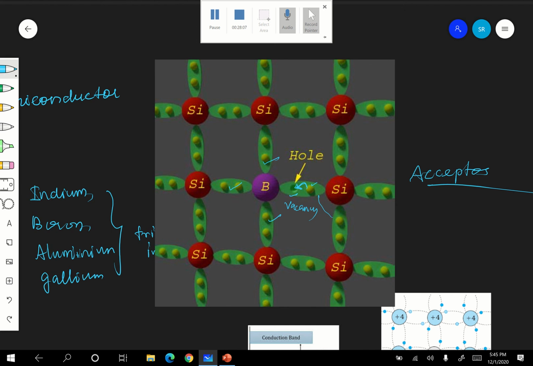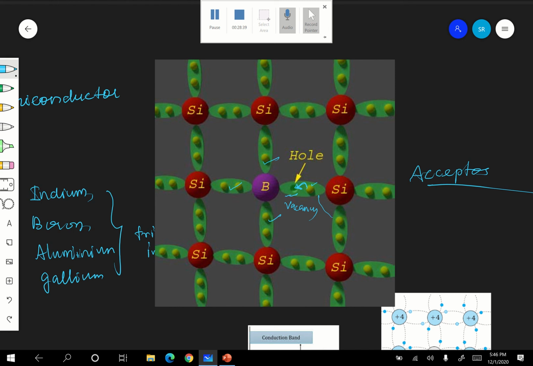In a pure semiconductor, all the 4 electrons are engaged in forming the covalent bond. But when you add a trivalent impurity, it has only 3 electrons to form covalent bonds with nearby atoms, and it is deprived of one electron. That is a vacancy, and that vacancy will be filled just by accepting an electron from the nearby atoms. Therefore it is called an acceptor impurity.